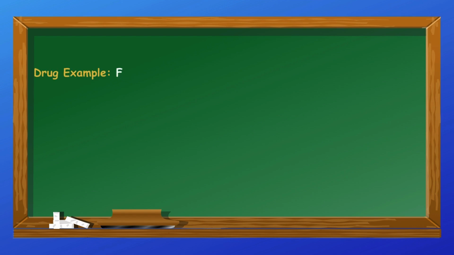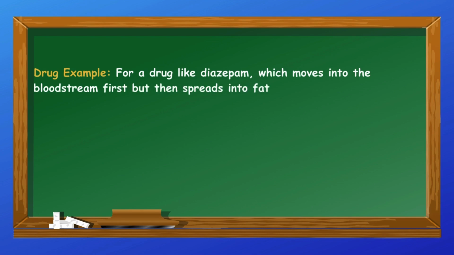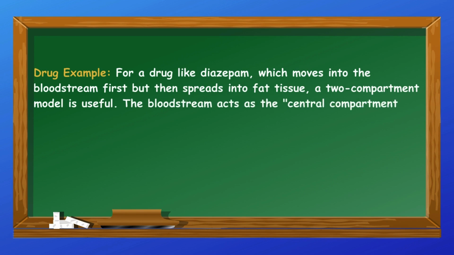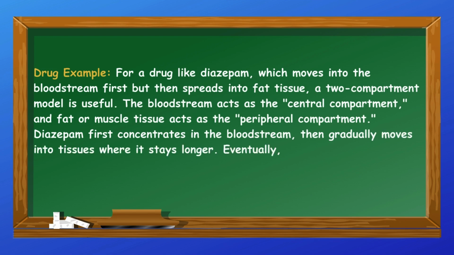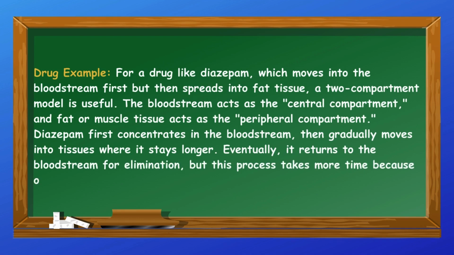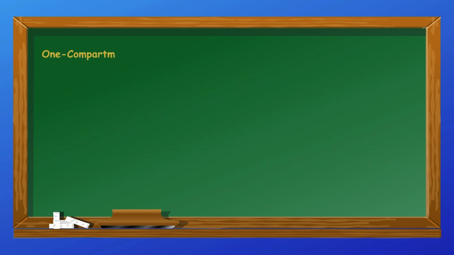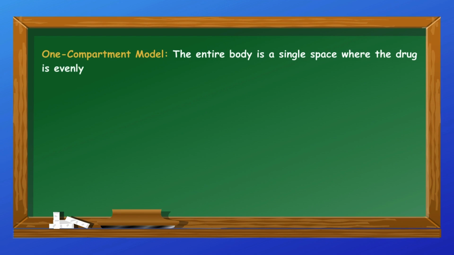Now let's look at another example. For a drug like diazepam, which moves into the bloodstream first but then spreads into fat tissue, a two-compartment model is useful. The bloodstream acts as the central compartment, and fat or muscle tissue acts as the peripheral compartment. Diazepam first concentrates in the bloodstream, then gradually moves into tissues where it stays longer. Eventually, it returns to the bloodstream for elimination, but this process takes more time because of its distribution in multiple compartments.